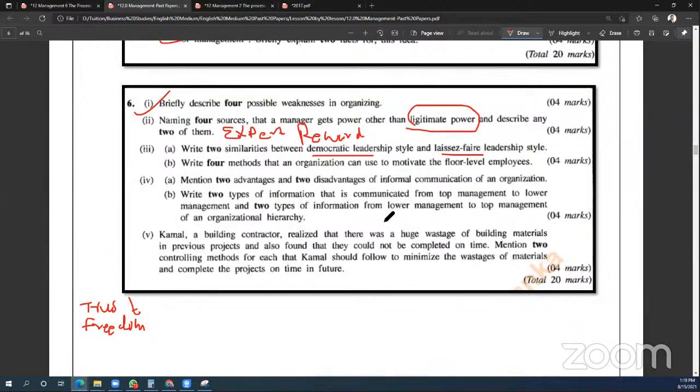Four methods that an organization can use to motivate ground level employees. Any employee can be motivated through salary, bonuses, foreign trips, organizing training programs, and welfare facilities such as health, housing, food, and uniforms. Also appreciation, rewards, and award ceremonies. These can be financial or non-financial, and both can motivate. Just write that in the exam.